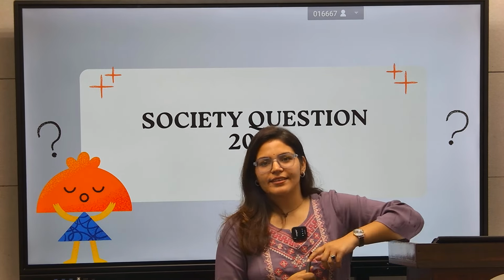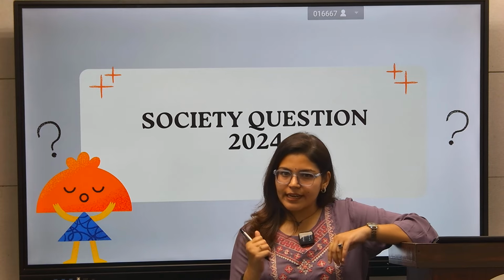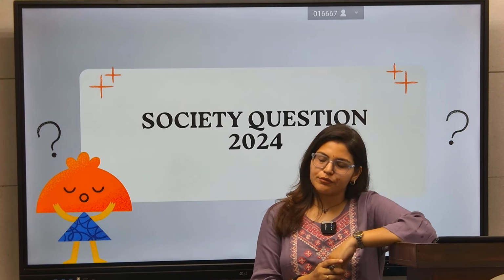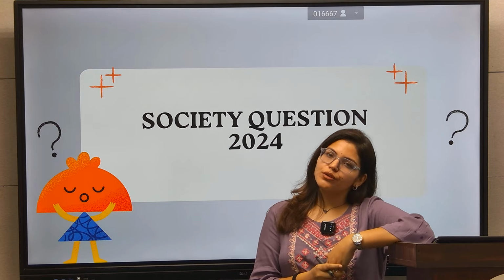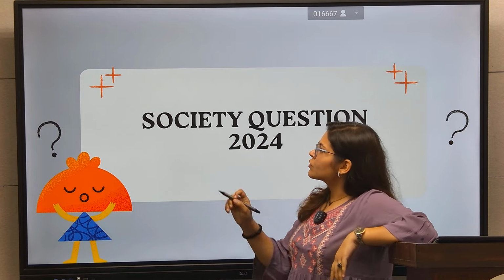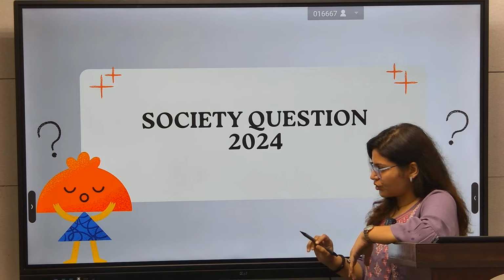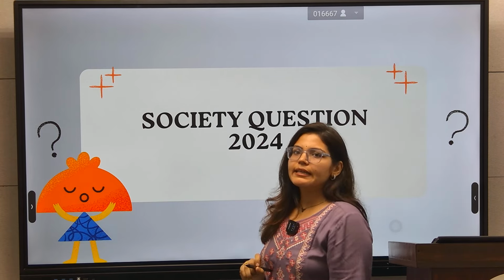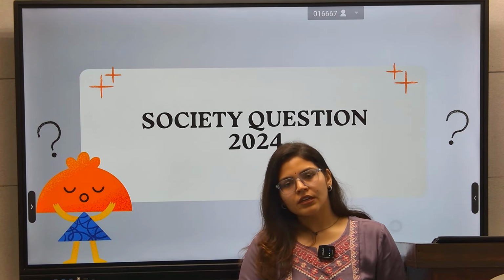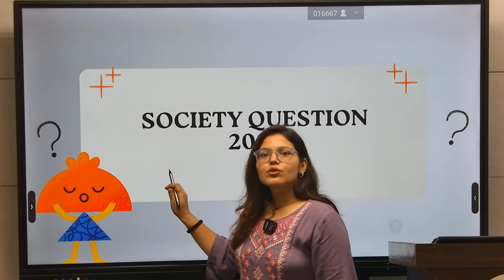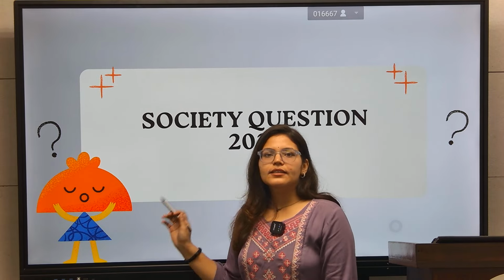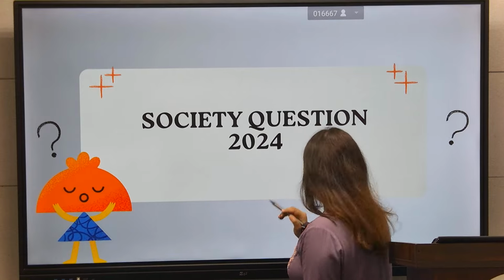So today in this lecture we'll study the society questions that came in 2024 GS1. We already did the geography and history questions of 2024. If we see the society questions, there are approximately 8 questions that came in GS paper 1 in 2024, but one question, on demographic winter, we had taken in the geography session. So let's begin.